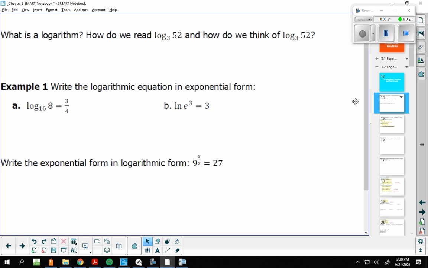Okay. This is key to making sense of the rest of the chapter today. A logarithm is an exponent. If you understand that a logarithm is an exponent, it's going to make everything a lot easier. Okay, so for example, how do we read this? This is log base 3 of 52. So we say log base 3 of 52.